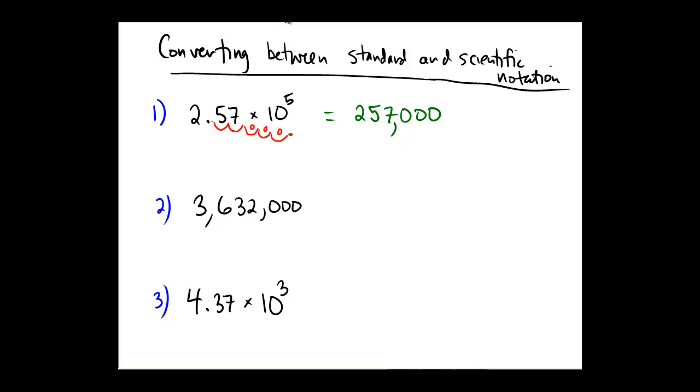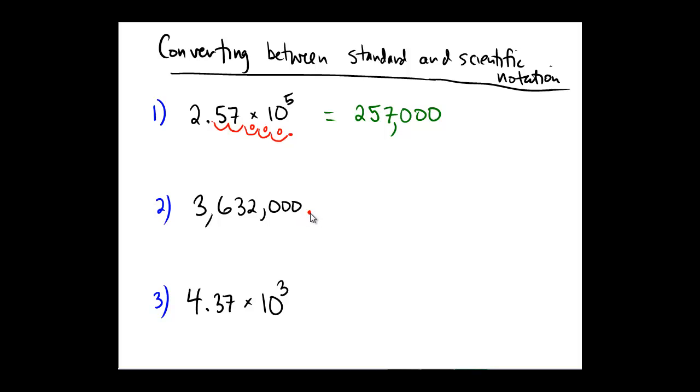Okay, second example is a number that's been written in standard notation, 3,632,000. And if we want to change this into scientific notation, we need to first recognize where the decimal is. Since there is no decimal indicated, it's understood to be at the end of the number. Then we have to determine how many spots we need to move that decimal in order to change the number into a number that would be between 1 and 10.